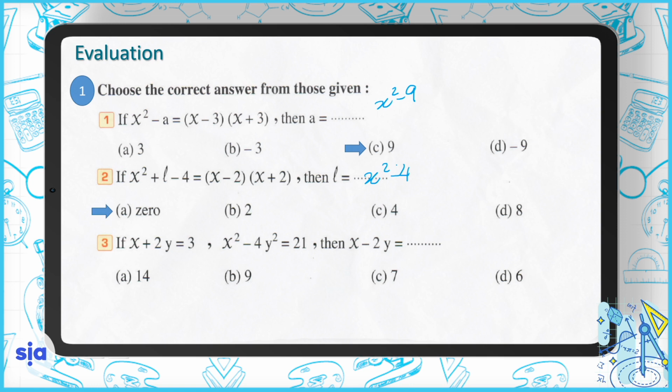For question number 3, if x plus 2y equals 3 and x squared minus 4y squared equals 21, how can we find the value of x minus 2y? You can see that x squared minus 4y squared can be factored as x plus 2y times x minus 2y, which is equal to 21. If x plus 2y is 3, 3 times x minus 2y equals 21, then x minus 2y is 21 divided by 3, which is 7.